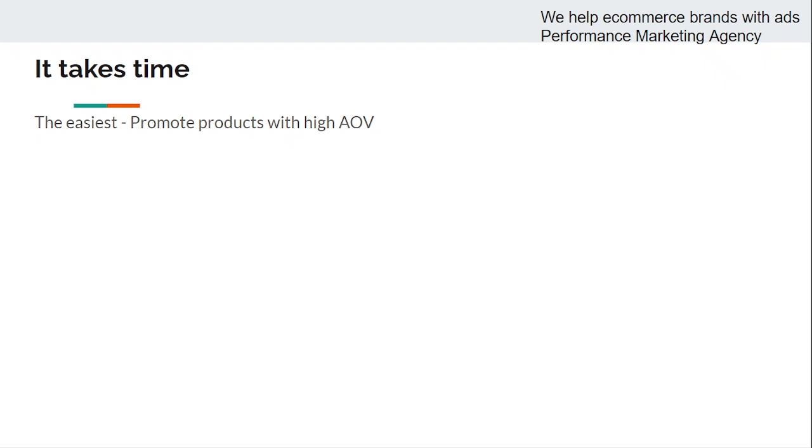The easiest way to increase your average order value is to promote products with high average order value in your ads. Yes, it might lead to higher CAC, but if you can mitigate the CAC increase by a relative AOV increase, then you will have better margin and better AOV both at the same time, if you can actually promote products with high AOV.